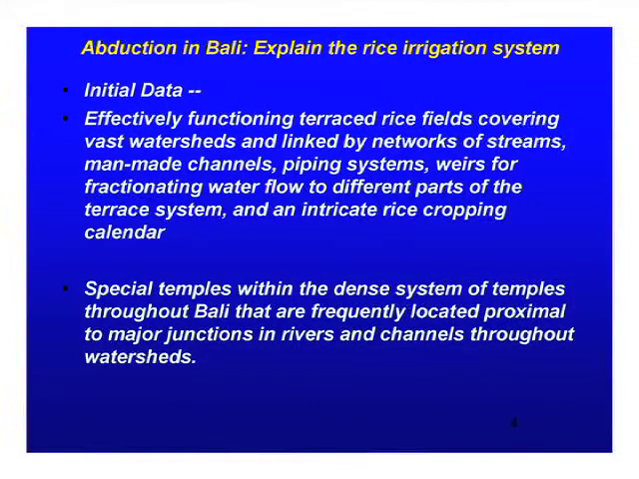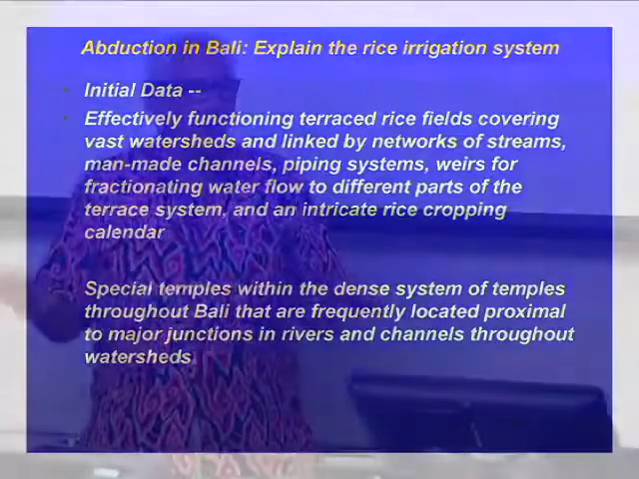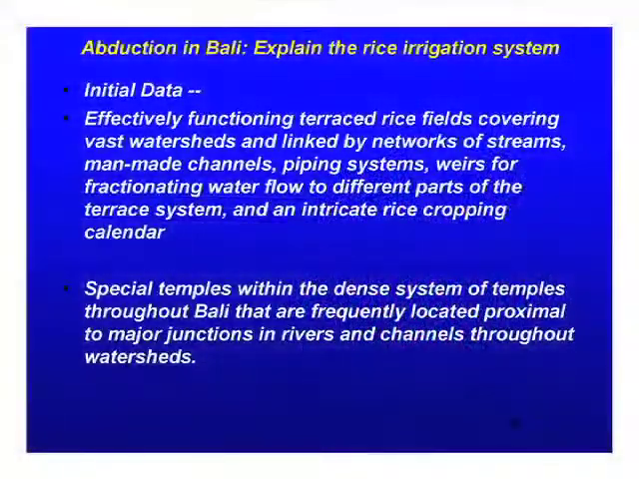So what you've got is effectively functioning terraced rice fields. That means there's a mountainside, and there's literally terraces built into it, and rice is growing at multiple levels in the terrace. And as most of you know, you need a lot of water to effectively grow rice. But on terraced rice fields, you don't need pumps. Gravity does all the work, and the whole trick here is how to route water from the top of the terrace system all the way down so that everybody gets an equitable share, and rice goes well through the whole watershed. And so what you see in Bali, these rice fields cover vast watersheds. They're linked by networks of streams, man-made channels, piping systems, weirs for fractionating water flow to different parts of a terrace system, and then an intricate rice cropping calendar, because everybody's not planting at the same time, for reasons we'll get into.